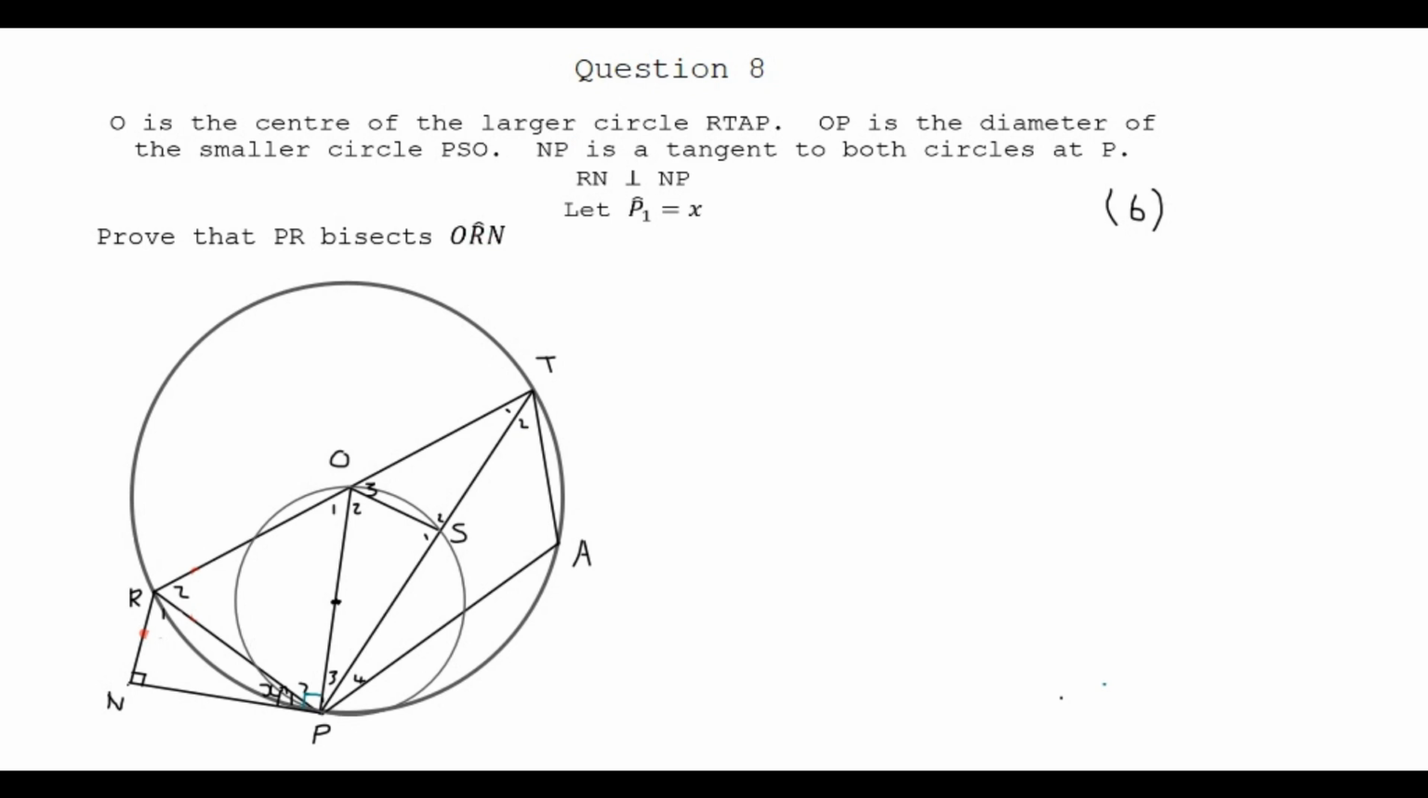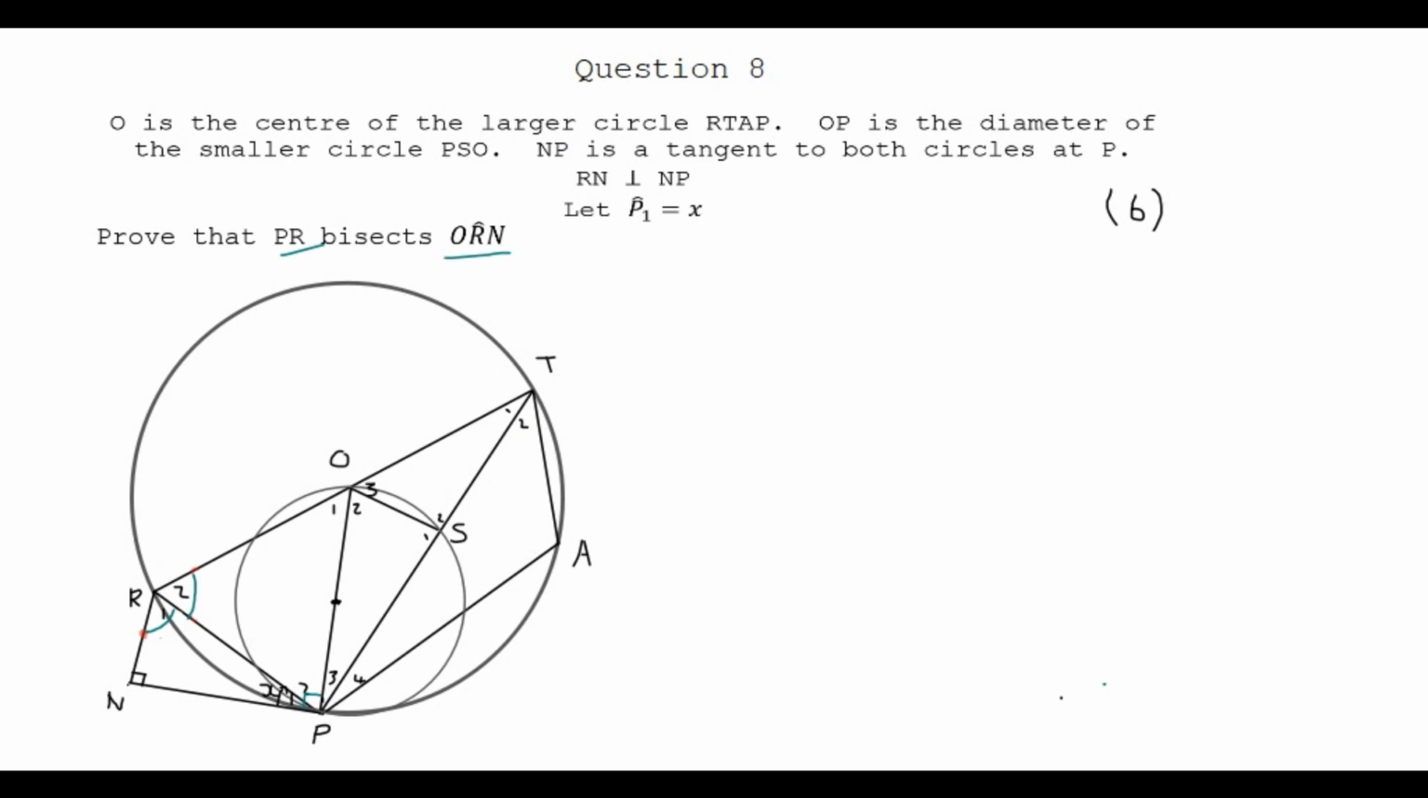You should have done your roadmap by now to mark all the angles that are equal, but there is one thing I do want to point out. It says prove that PR bisects ORN. What that means is they want us to prove that R1 is equal in size to R2. As soon as you get that, you're good. And you don't have to find values for them. You can solve them in terms of X.